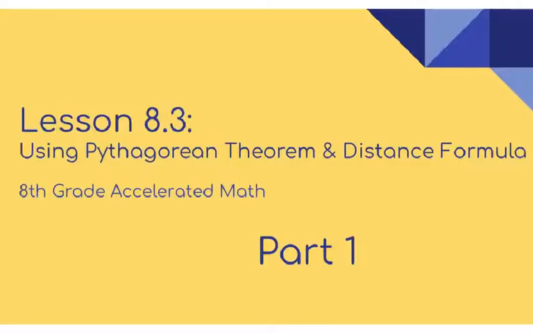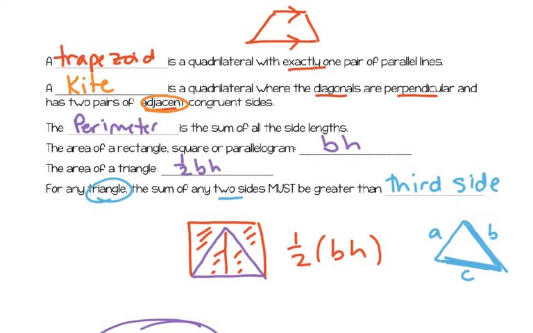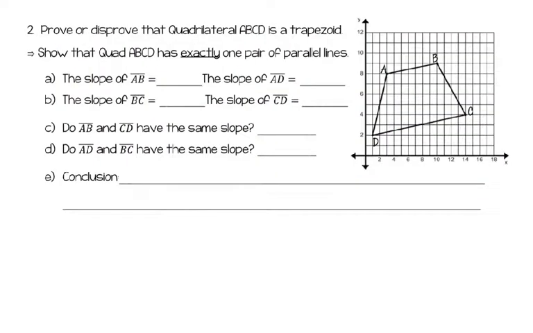It said that a trapezoid, going back too far, a trapezoid is a quadrilateral with exactly one pair of parallel lines. So I need to show that one of those sets of lines is parallel. Looking at the picture, it looks like those two would be parallel. That doesn't mean that they are. It just looks like that's what I'm going for.